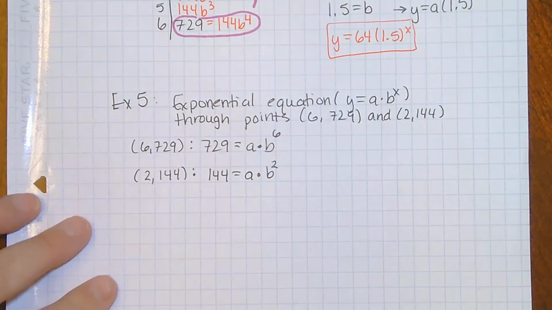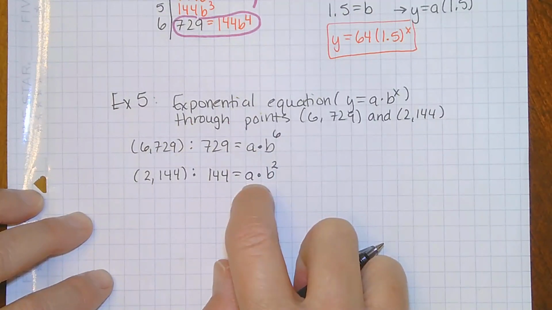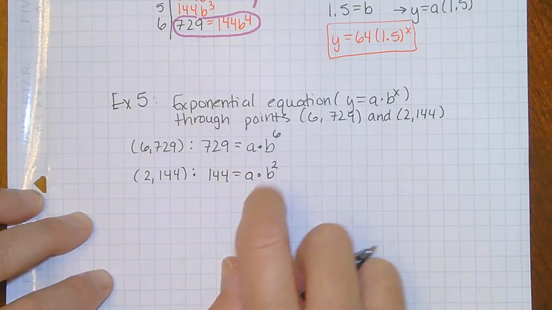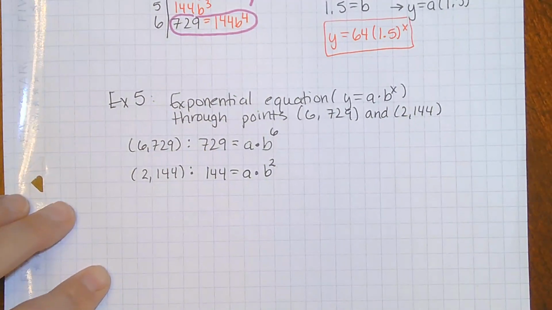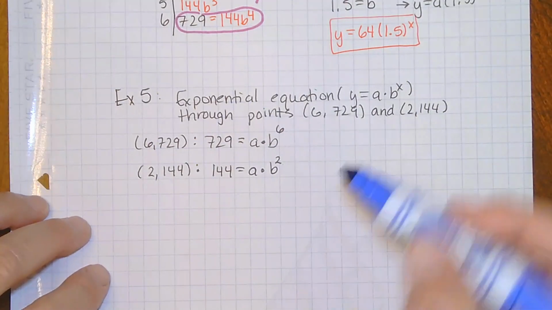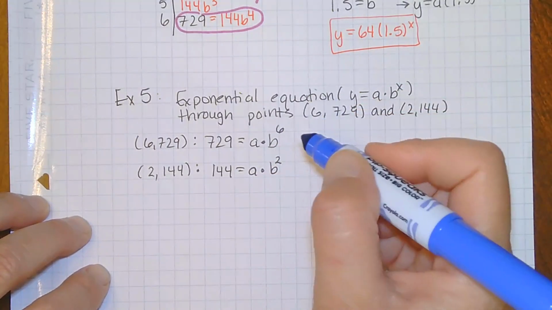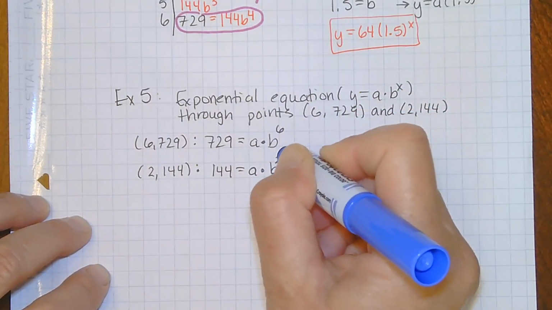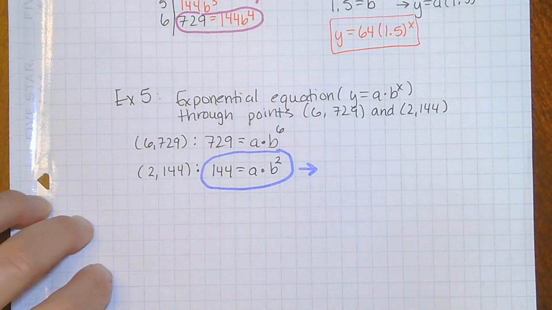Now, for this system, what you want to do is get one of these equations to be either a equal or b equal. Looking at them, since the b's have the exponents, it's going to be easier to get them to be a equal. What I like to do is I always like to solve for a in the one that has the smallest exponent. So looking at these two, this is a power 6, this is a power 2, this is a smaller exponent. So this is the one that I'm going to solve for a.